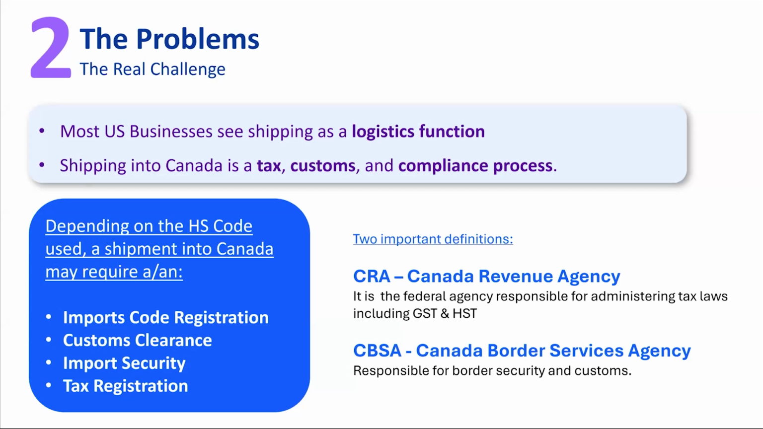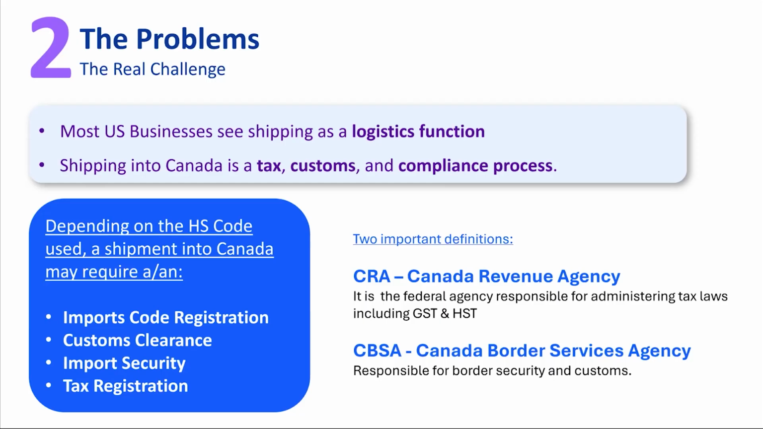I just want to touch on two very important distinctions that we need to be sure of. The first is the Canadian Revenue Agency, or more commonly referred to as the CRA. This is the federal agency, if we can describe it that way, that is responsible for administering tax laws, including GST and HST. The second point to focus on is the Canadian Border Services Agency, more commonly referred to as the CBSA. This is the institution responsible for border security and customs.